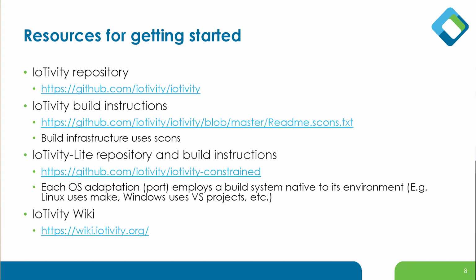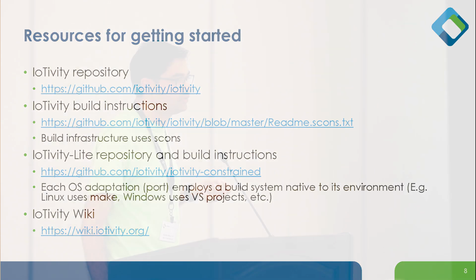So I'll just end with a few resources. That's a link to the IoTivity repository, the build instructions, README. There's also a link to the IoTivity Lite repository if you're interested, and the build instructions. IoTivity Lite uses a slightly different strategy for build, where the build system for any port is native to its own environment. So the Linux port uses Make and Windows uses Visual Studio projects. And lastly, there is the IoTivity wiki, which has a lot of information about its architecture as well as other development guidelines.